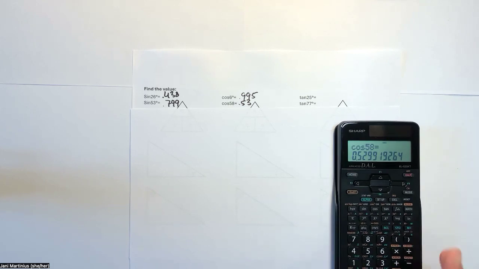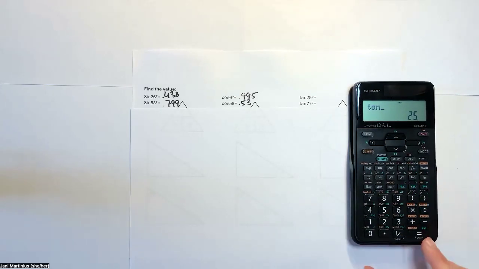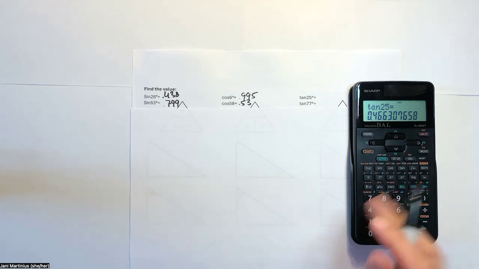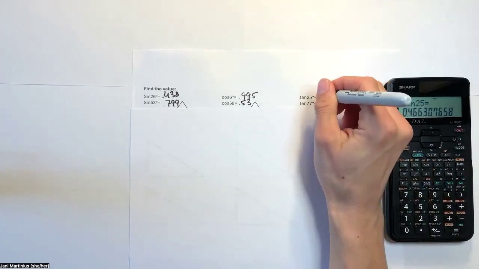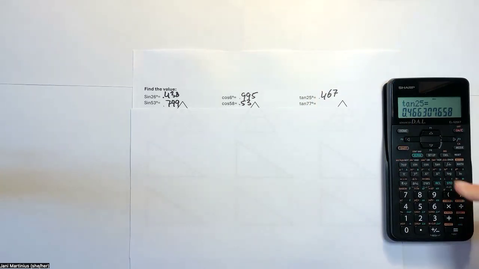Okay, let's move on to tangent. So we're hitting the tan button and 25. There you go. So 0.467. And one more, tan 77, 4.331.